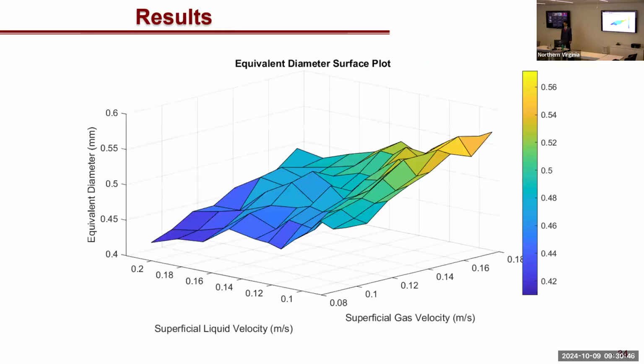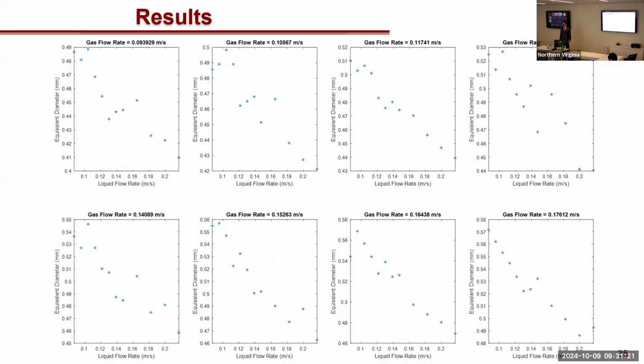Yes, sir. So from this graph, we're able to see a general trend of how the equivalent bubble diameter changes with the superficial liquid velocity and superficial gas velocity. As you increase the superficial gas velocity, we see an increase in the equivalent diameter, a positive correlation between those two variables. On the other hand, when you increase the superficial liquid velocity, we get a decrease in equivalent bubble diameter, so a negative correlation.